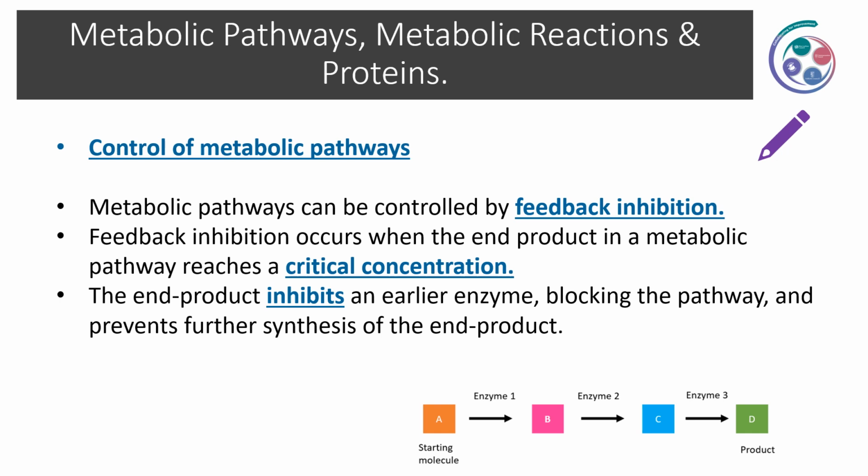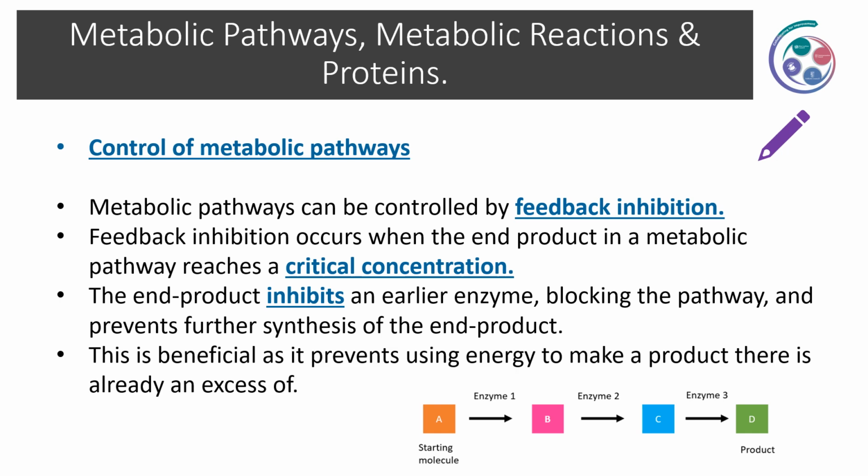So for example, in this metabolic pathway, if product D reached a critical concentration, it would inhibit enzyme 1 and it would prevent further synthesis of product D. This is beneficial as it prevents your body using energy to make a product there is already an excess of.